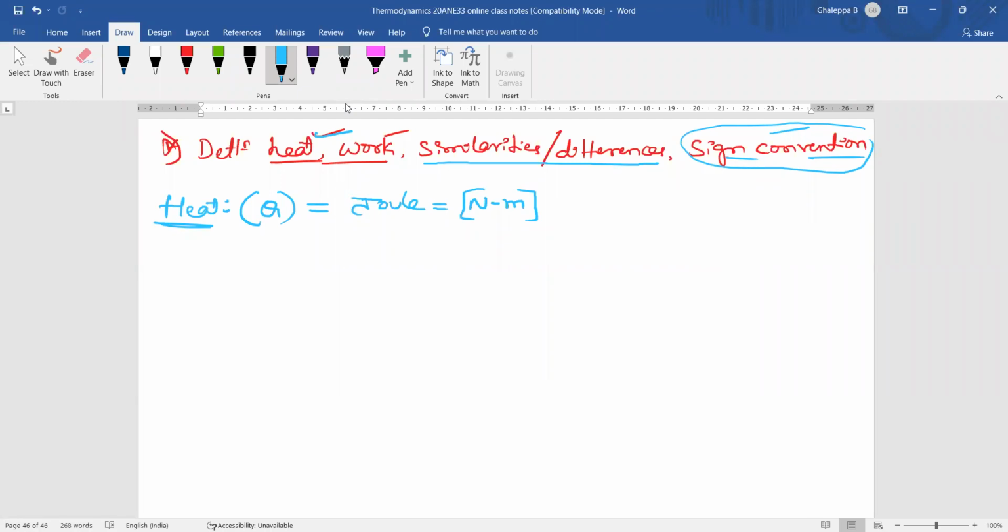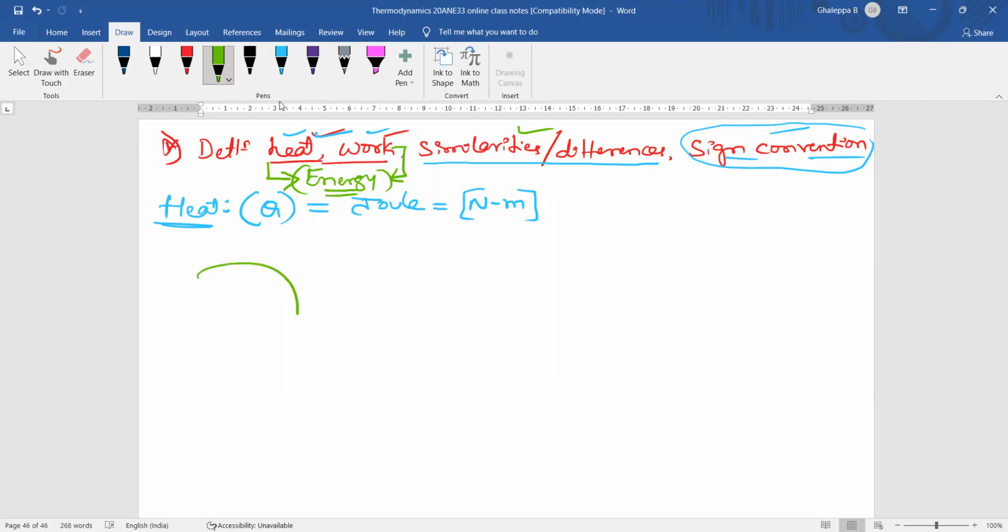Now, what is the definition of heat? Both heat and work are energy. If somebody asks you whether heat is a form of energy, you should say yes, heat is a form of energy. Work is also a form of energy, similarly potential energy, kinetic energy, chemical energy, etc. Understand? Heat and work also belong to energy. That is a similarity.